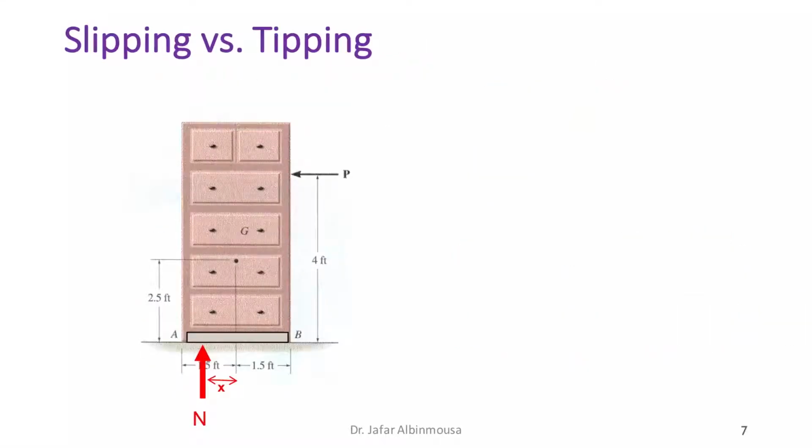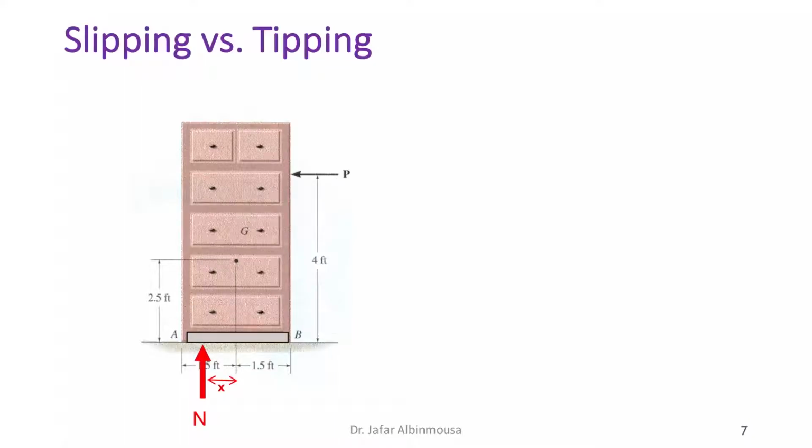Now let's consider the slipping and tipping cases. If you have a rigid body like this chest drawer and you are pushing on it by a force P to move it to the left, you can imagine that you might have two possibilities here. The first one is that the chest drawer will simply start to slip to the left. The other one is that the chest drawer might tip over and rotate around point A. So how do we know what is going to happen?